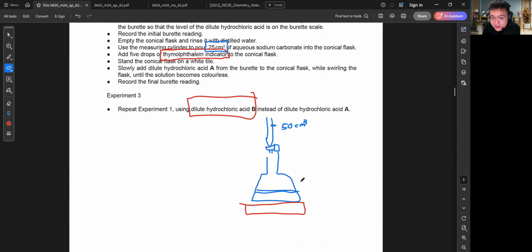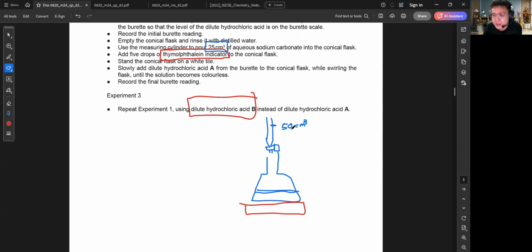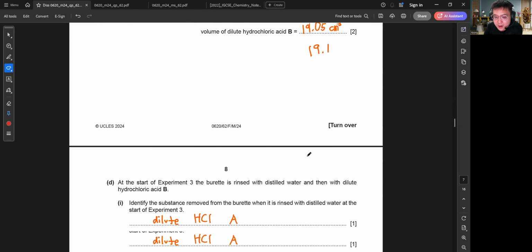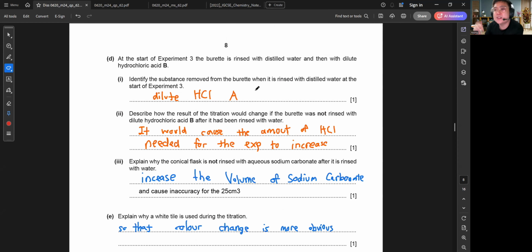So what's the important thing here? Students need to know what diluted means. If a student doesn't know what diluted means, they would think that A and B are the same thing, and then they would not be able to answer the question. So that's why understanding the meaning of the word diluted is very important for at least this exam question. So why must we rinse it with water? Because it's a different concentration. So obviously we rinse it with water and then we put in our new dilute hydrochloric acid B.